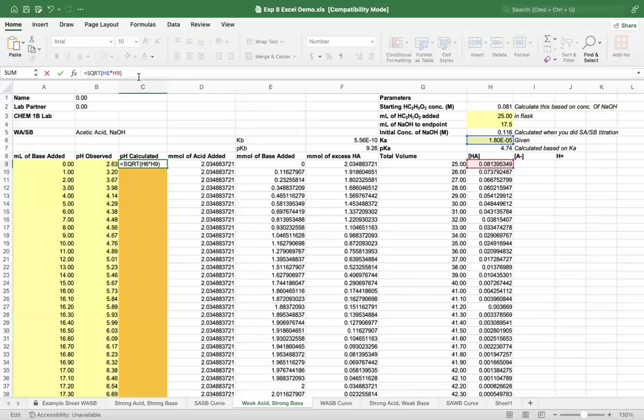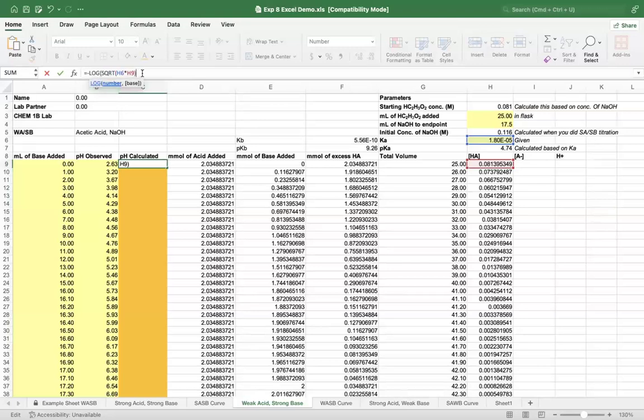Now you'll see my equation is taking the square root of H6, which is the Ka, and H9, which is the HA. But that's just giving me x. That's not giving me the pH. So in front of all of that, we actually need the negative log. So we're going to add, right after the equal sign, negative log.